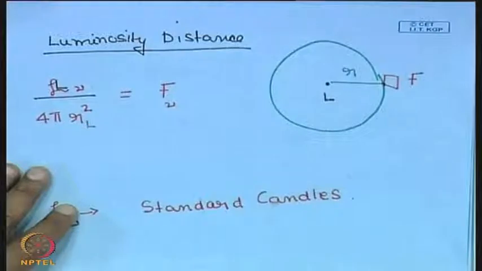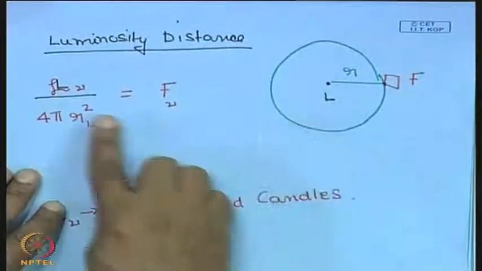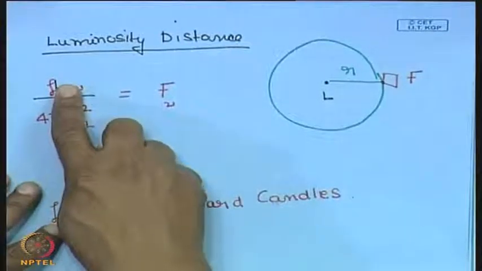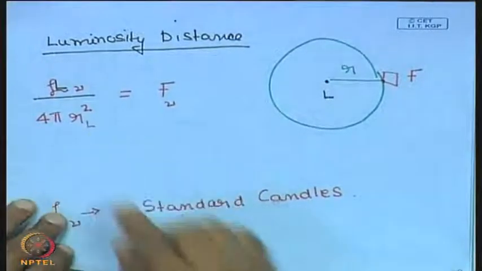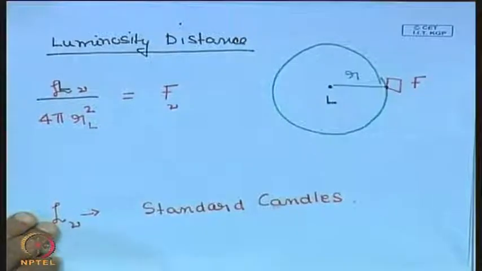The next thing that we were discussing in the last class is the luminosity distance. And I had told you what the luminosity distance is based on. It is based on the relation between luminosity and the flux. So, now let us derive the luminosity distance, R_L.